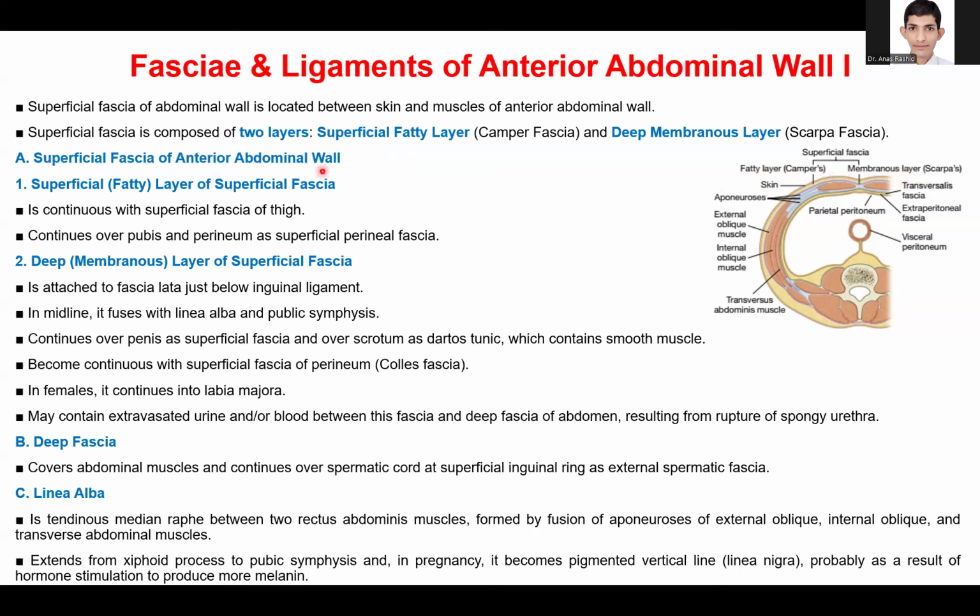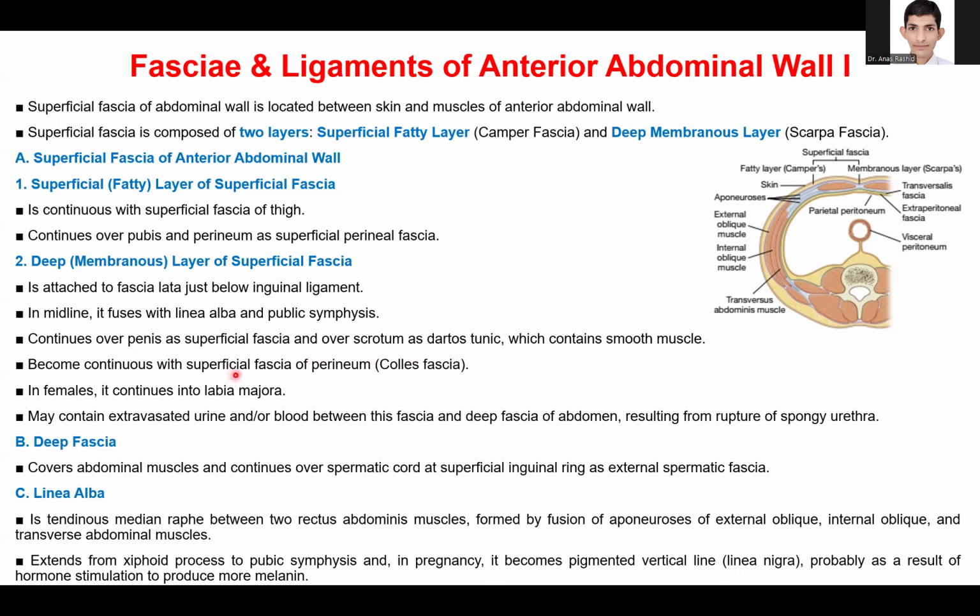Superficial fascia of the anterior abdominal wall. The superficial fatty layer of superficial fascia is continuous with the superficial fascia of the thigh, and continues over the pubis and perineum as superficial perineal fascia. The deep membranous layer of superficial fascia is attached to the fascia lata just below the inguinal ligament. In the midline, it fuses with the linea alba and pubic symphysis, continues over the penis as superficial fascia, and over the scrotum as the dartos tunic, which contains smooth muscle.